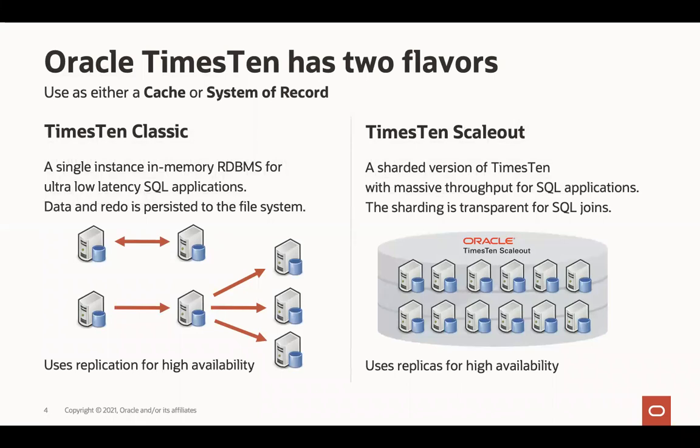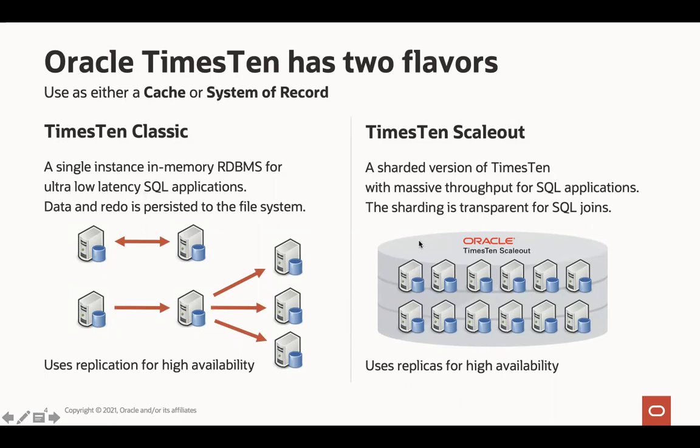On the right, we have TimesTen Scaleout. TimesTen Scaleout is a sharded version of the TimesTen In-Memory Database. It is a shared nothing sharded database designed for massive throughput for SQL applications. One of the cool things about TimesTen Scaleout is even though it's sharded, those shards are completely transparent to your applications. So that means your SQL joins just work, you can connect anywhere, it all just works.